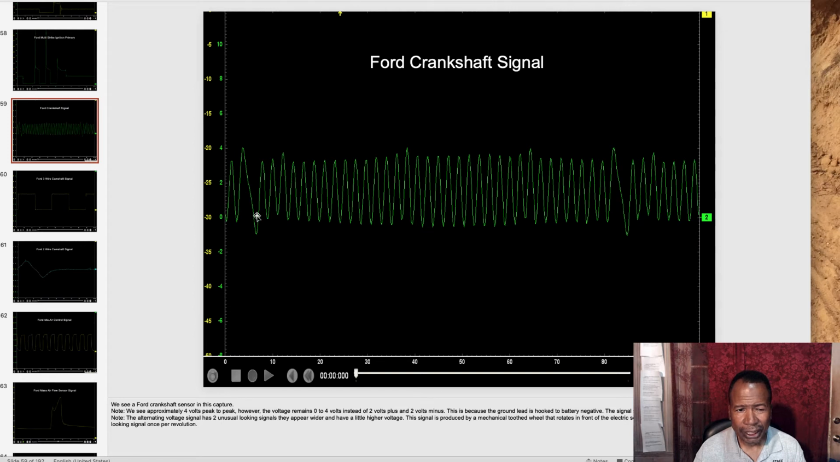This gap is a missing tooth, and it's 60 degrees before top dead center. It's actually 36 teeth in this trigger wheel that passes the magnet, but one of the teeth is missing. So it's actually 35 teeth, 10 degrees separation, with one missing, indicating to the PCM or module that the piston is 60 degrees before top dead center. So it's designed like that. Again, this is a normal pattern.